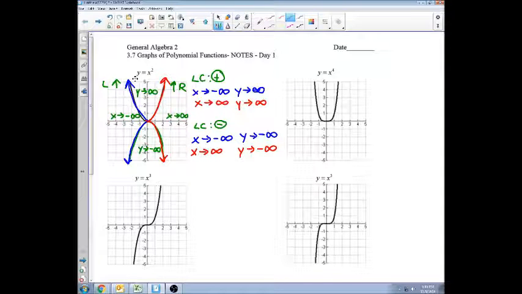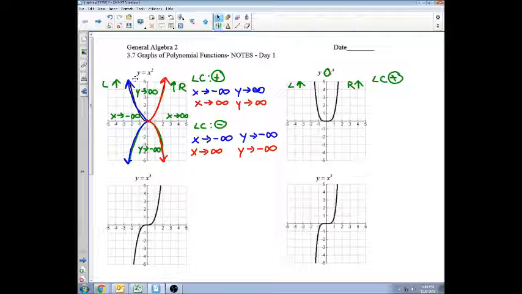Let's go ahead and look at the second graph here. It looks very, very similar, does it not? On the left-hand side, I'm going up. On the right-hand side, I'm going up. My leading coefficient, not the equal sign, I'm sorry, the number in front of x to the fourth is positive, so my leading coefficient is positive.